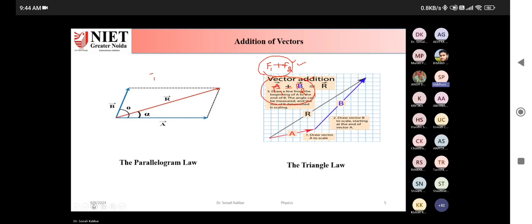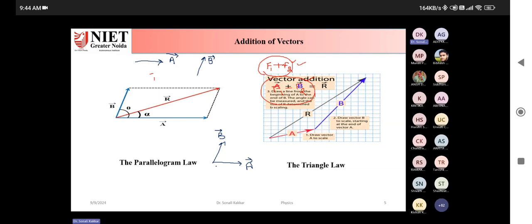Complete a parallelogram. So what does this rule say? If we want to add two vectors, A vector and B vector, first connect the two vectors tail to tail, like this. Then complete the parallelogram.